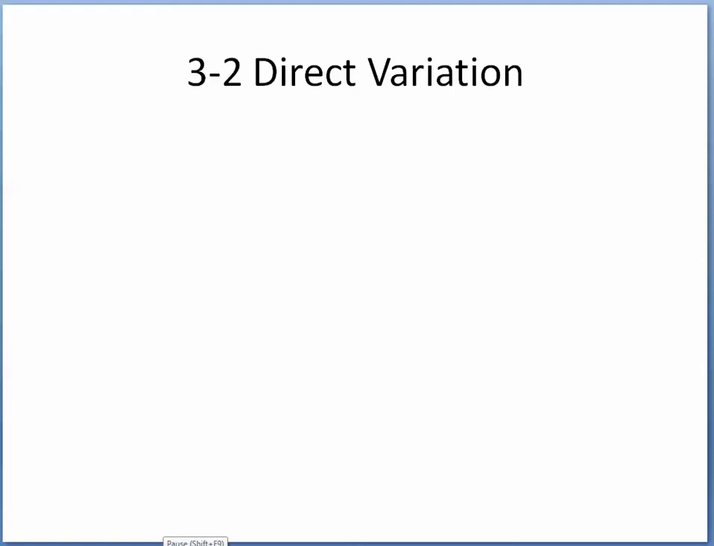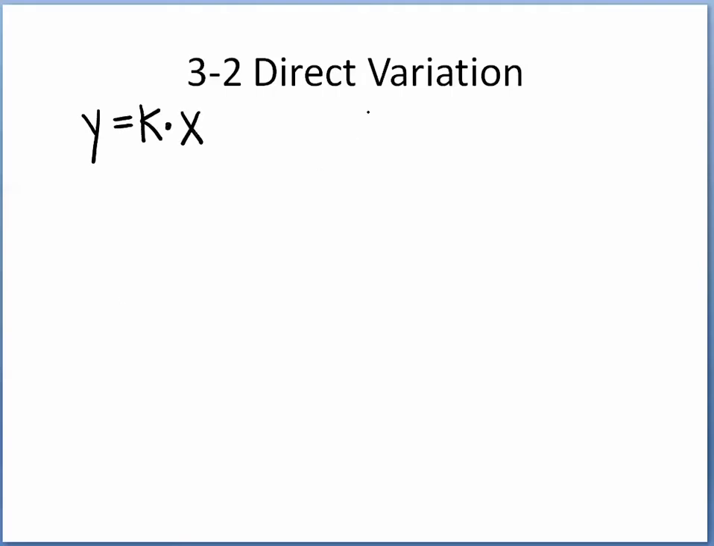This is a video for section 3.2 of Math 1 on direct variation. Alright, so let's talk about what we mean by direct variation. It's essentially a relationship that can be represented by a function in the form y equals k times x.